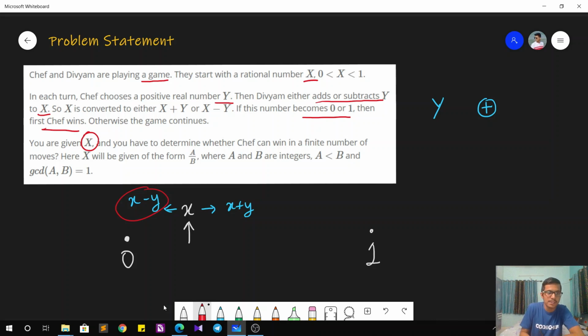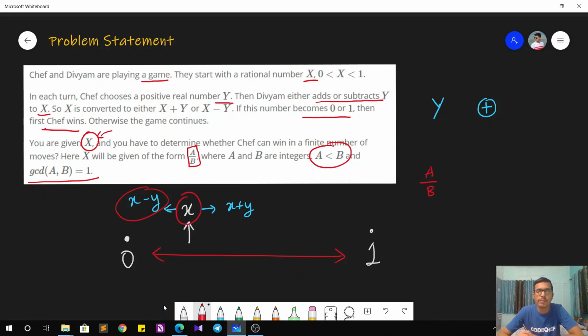So that's what is told. Given the number x, that is in the form of a divided by b, because definitely the number lies between 0 and 1, so it can be represented as a fraction. It is given it's a rational number, and also b should be greater than 1 and their GCD is 1. So it is given in the simplest form. So given the initial number x, we have to determine whether Chef can win in a finite number of moves.